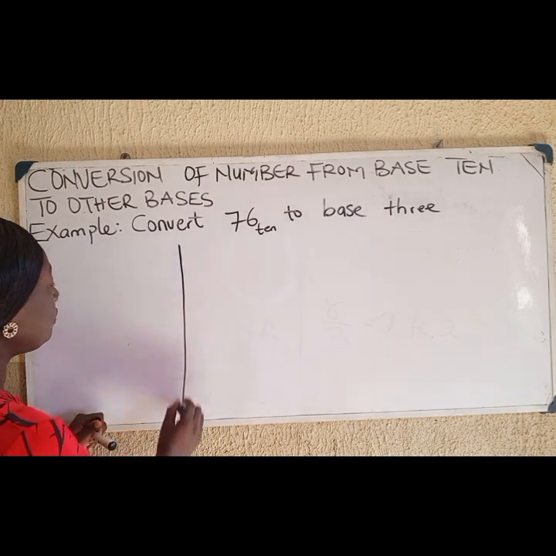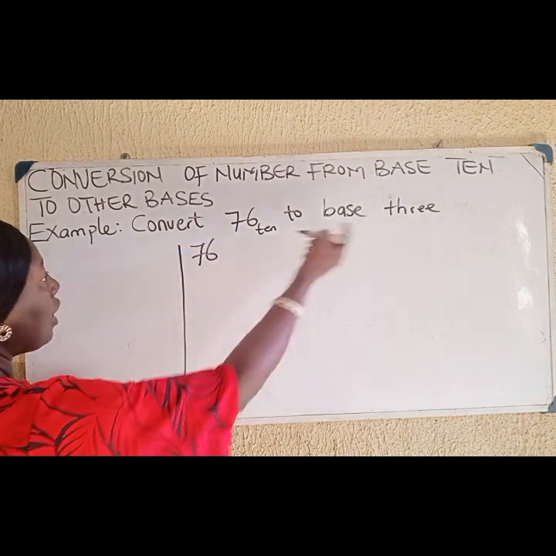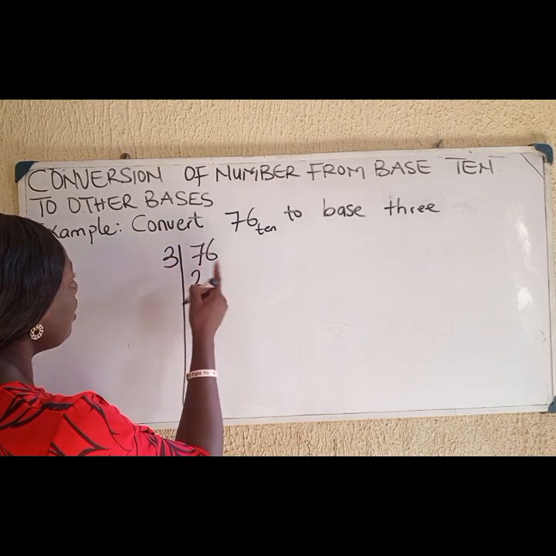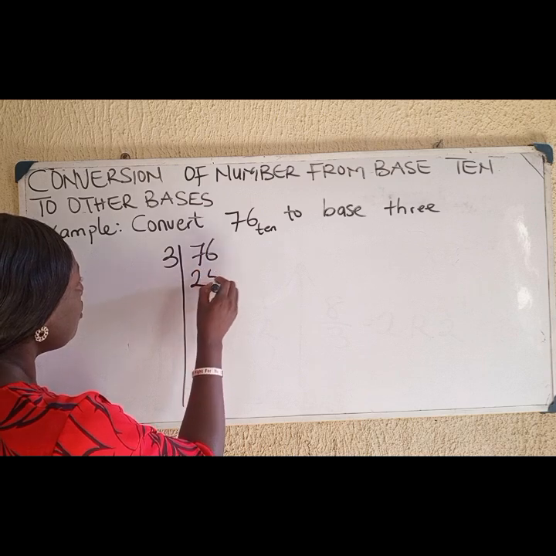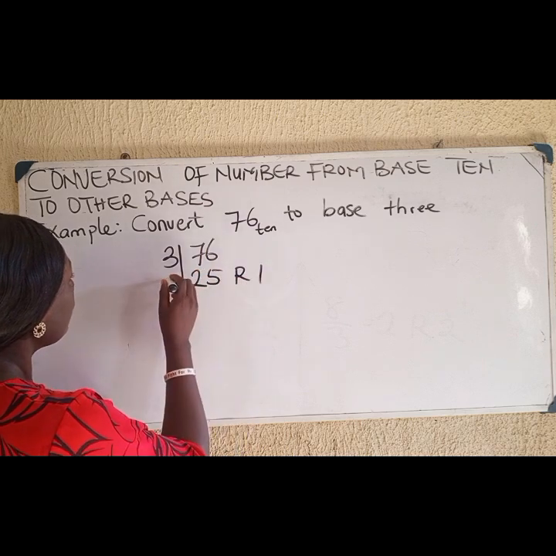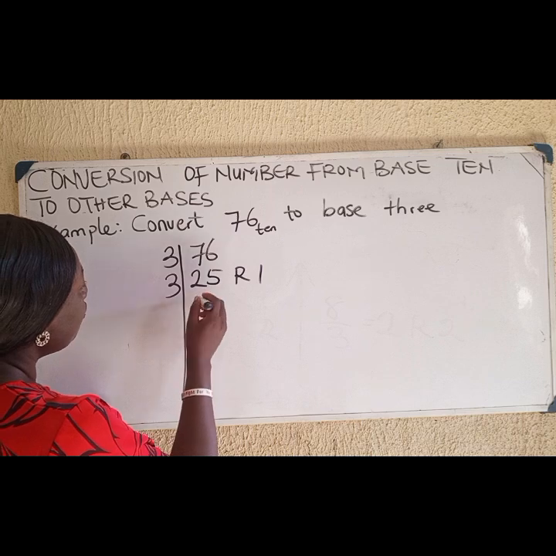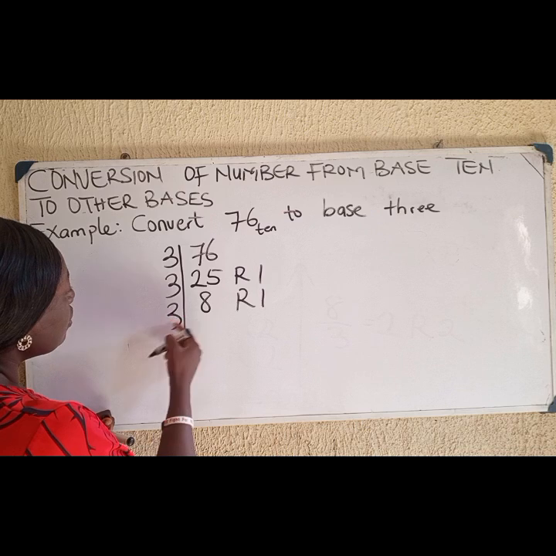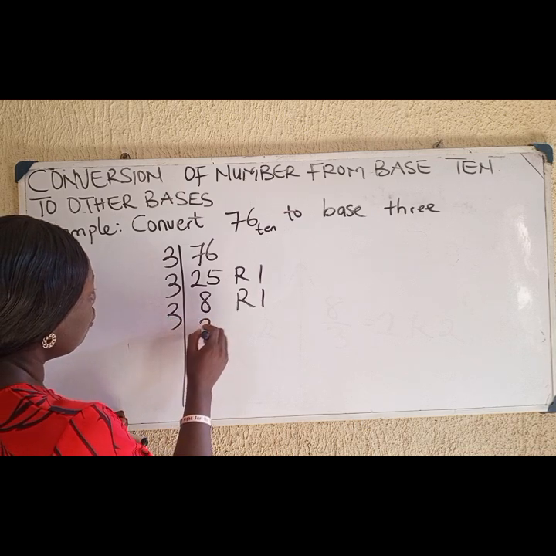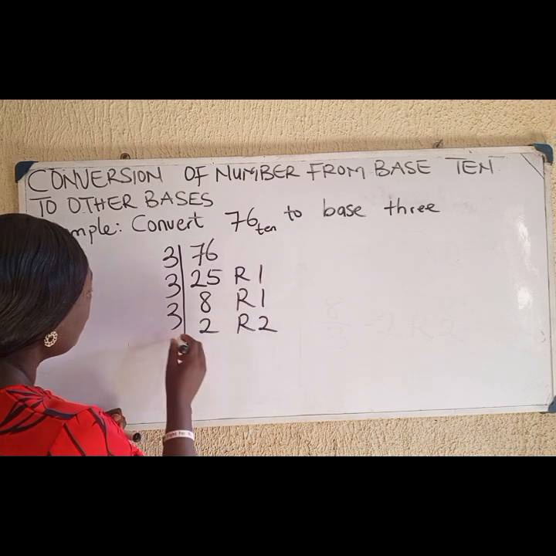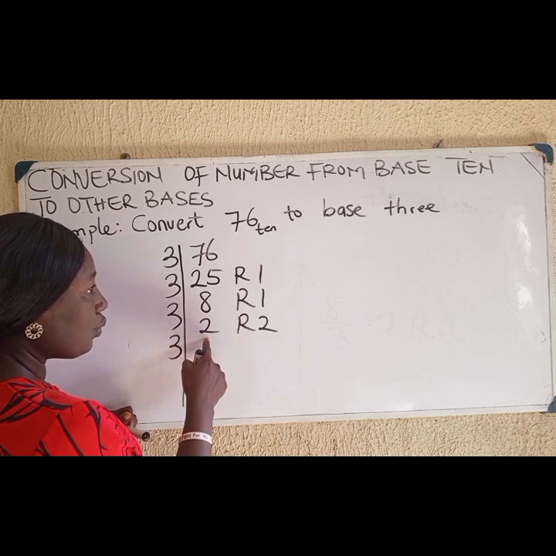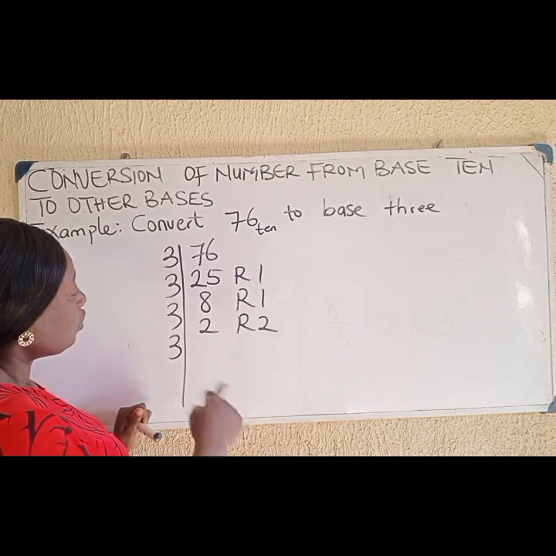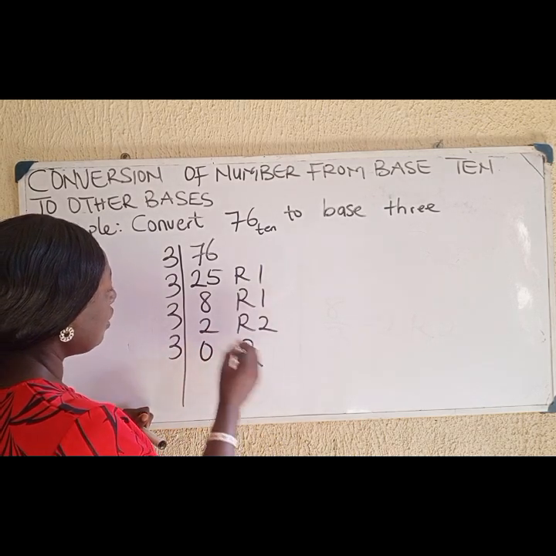So I have 76. I'm dividing by the base, 3. So 3 goes into 7, 2, remainder 1. 3 into 16 will give me 5, remainder 1. 3 goes into 25 will give me 8, remainder 1. 3 goes into 8 will give me 2, remainder 2. 3 again, 3 goes into 2. You can see that 3 cannot go into 2 and still give us a whole number. So I'll have 0 here, remainder 2.